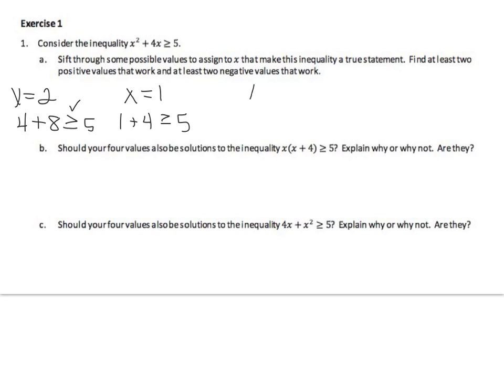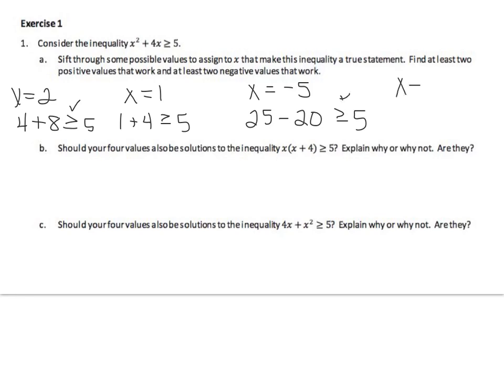Let's try x equals negative 5. Negative 5 squared is 25. Minus 4 times negative 5 would be minus 20. Is that greater than or equal to 5? Well, 25 minus 20 is 5. That is, in fact, greater than or equal to.